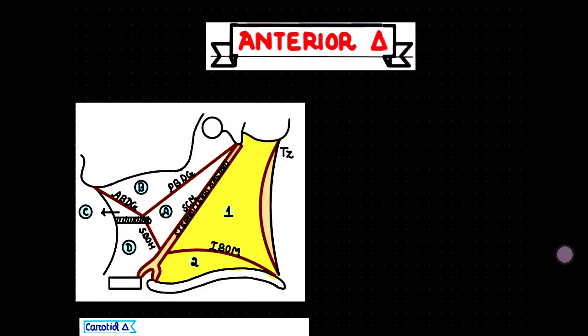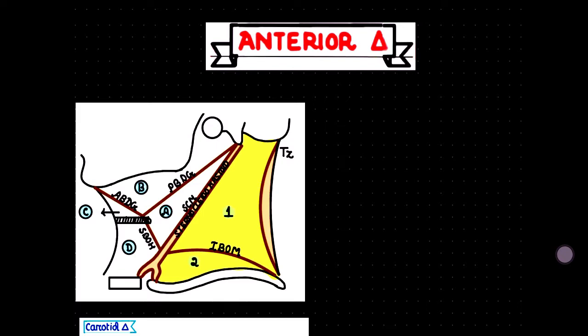So what did we talk about? In front, we have the anterior midline of neck. Behind, we have the anterior border of sternocleidomastoid. The base is formed by the lower border of the body of mandible, and the apex, which is directed downward, is formed by the suprasternal notch of manubrium sterni. So this was all about the boundaries of the anterior triangle of neck.